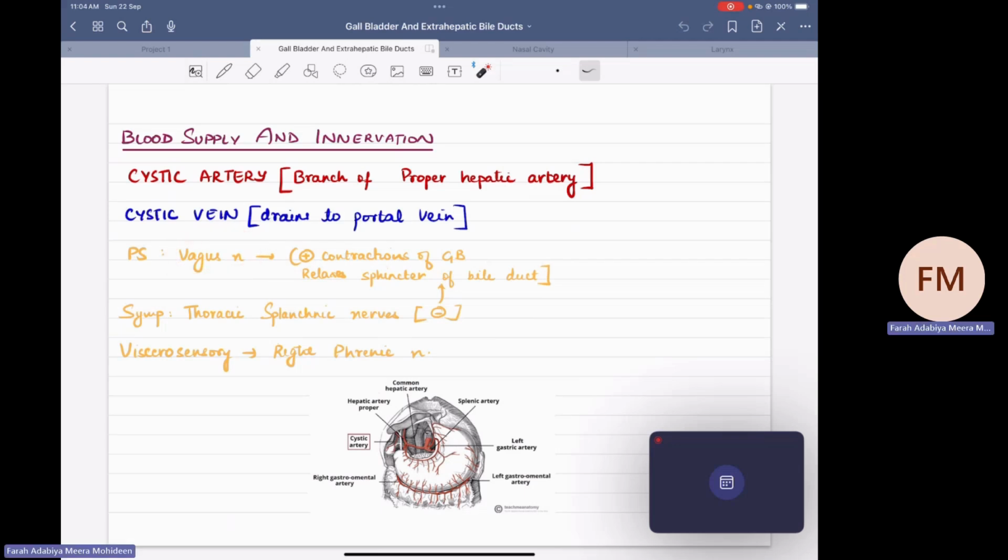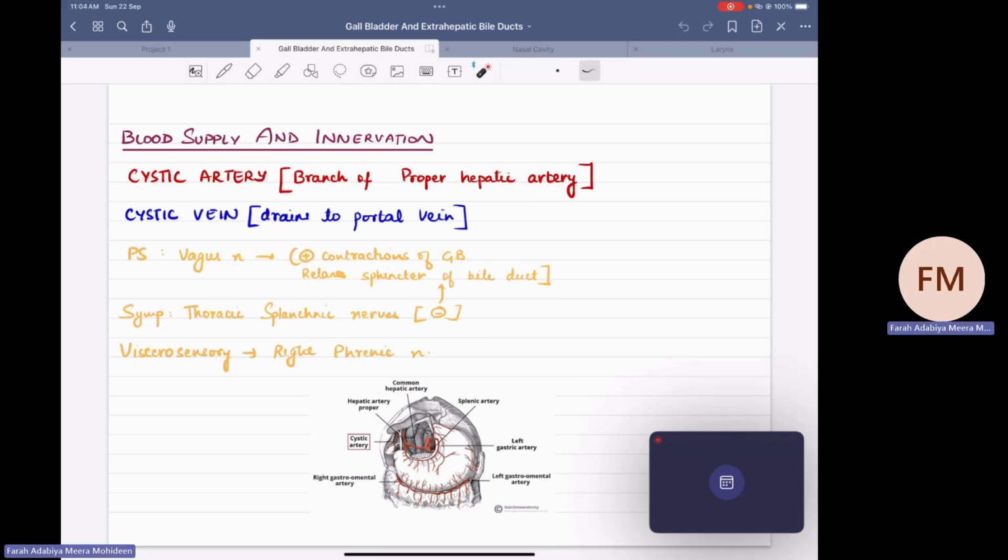The sympathetic innervation is when you are in your fight or flight condition. At this point, it's not that important for your gallbladder to work, because there are other fight or flight responses that the body will give importance to. This is done by a thoracic splanchnic nerve, which inhibits the contractions of the gallbladder. Basically, it relaxes the gallbladder and contracts the sphincter of your bile duct. It does the opposite function of your vagus nerve.